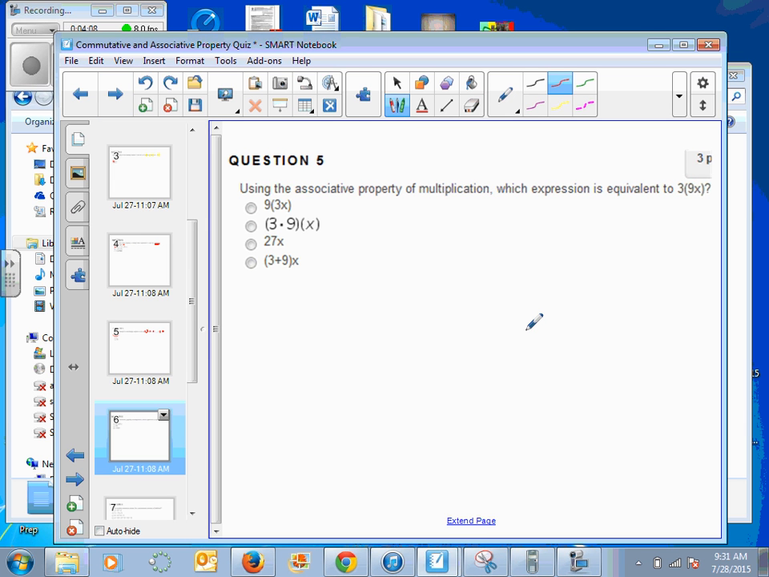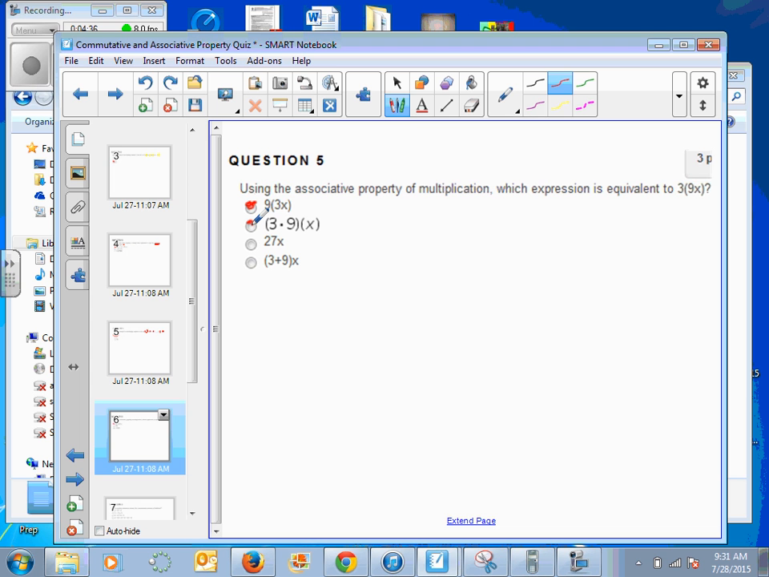Associative property of multiplication: which expression is equivalent to 3 times 9x? Again, how we're going to group things. Choice A, 9 times 3x. Again, you see they did change how they group things together. This is interesting, because actually choice B works as well: 3 times 9 times x. They changed how that groups there.